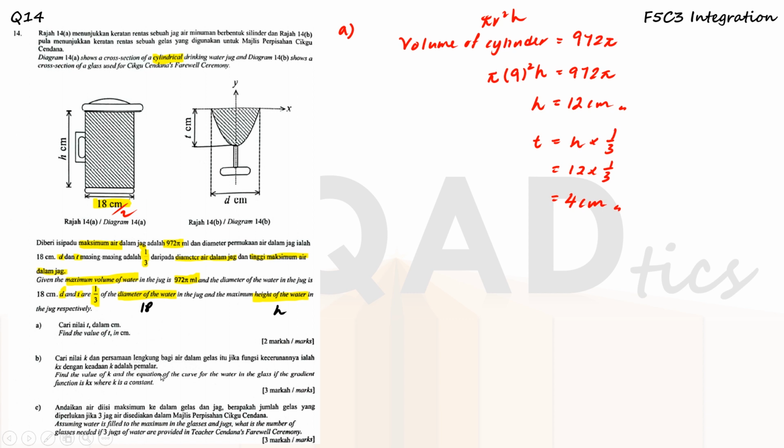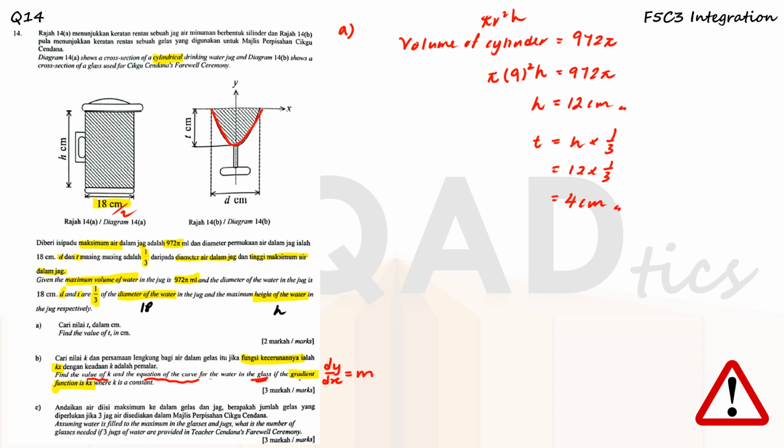For part B, we need to find two things, which are the value of K and the equation of the curve for the water in the glass, which is this equation. We need to find this equation if the gradient function is kx. Gradient function here means dy over dx, because sometimes we can use dy over dx to find the gradient of a line.